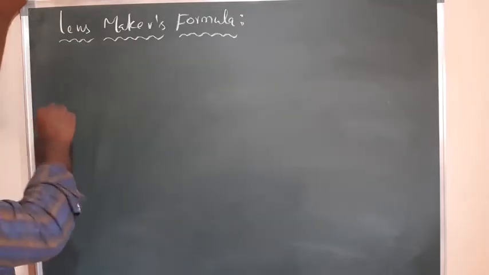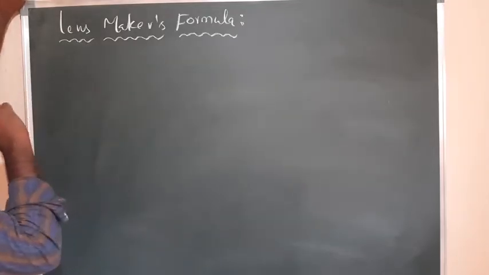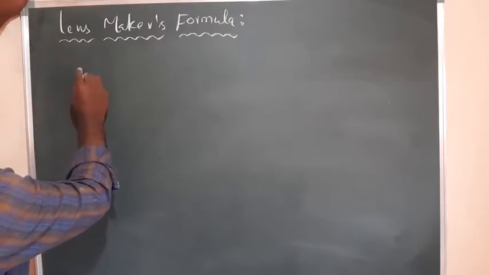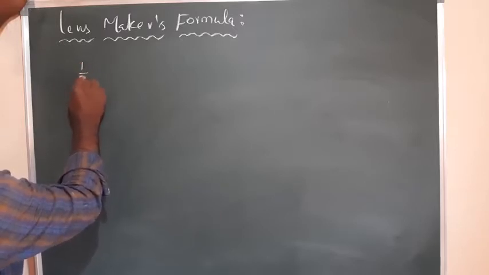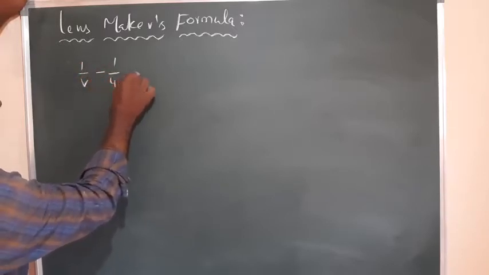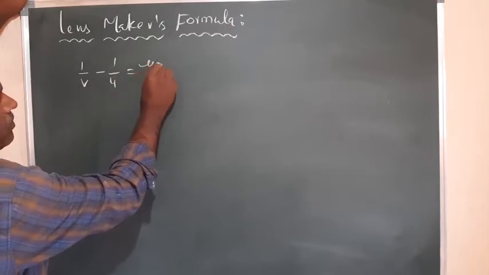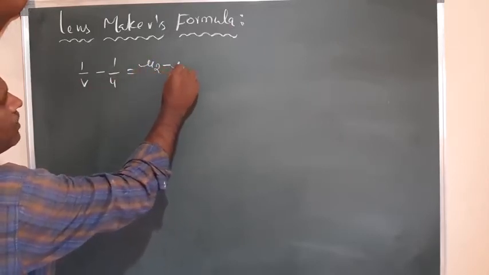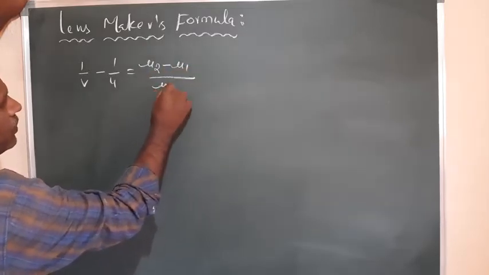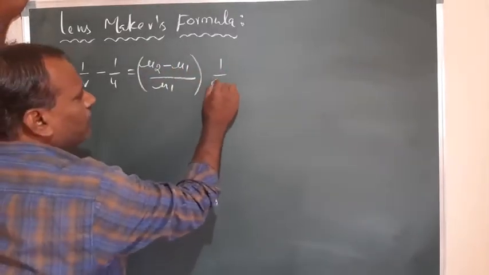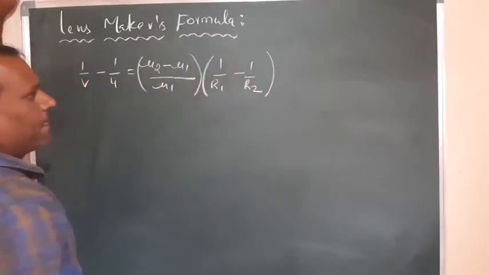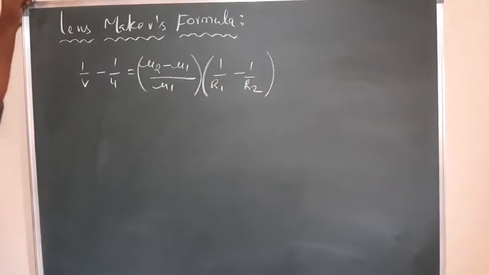For this, you have an equation, and that equation is nothing but, I am writing it directly: 1/v minus 1/u is equal to (mu2 minus mu1)/mu1 times (1/R1 minus 1/R2). So this is what is called the equation for a lens.